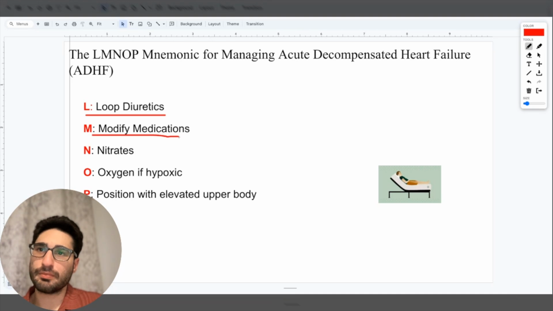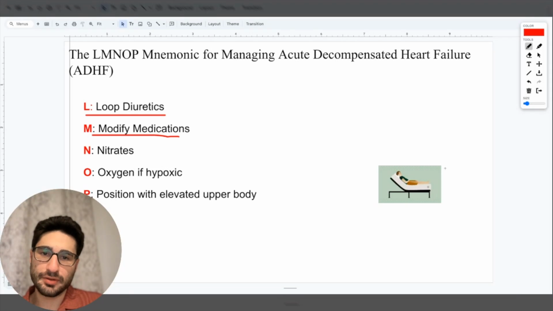Next up, we have modifying medications. So we want to adjust chronic medications that the patient is on. If a patient has heart failure, they're most likely going to be on beta blockers, and we want to adjust or hold this medication if they have low blood pressure or if they have low heart rate, and we want to continue ACE inhibitors or ARBs cautiously as well.